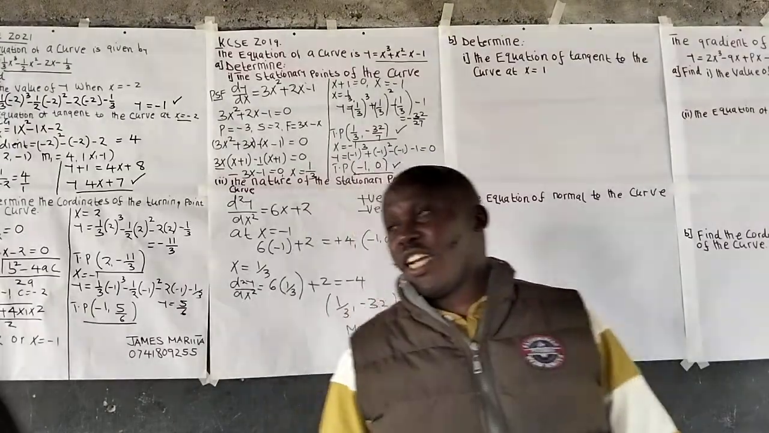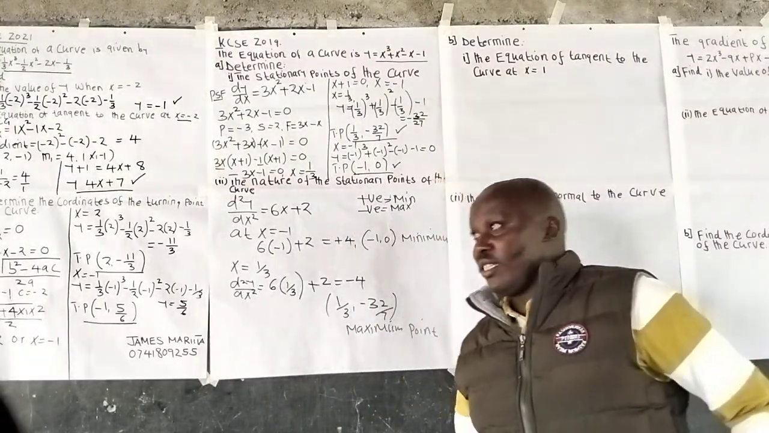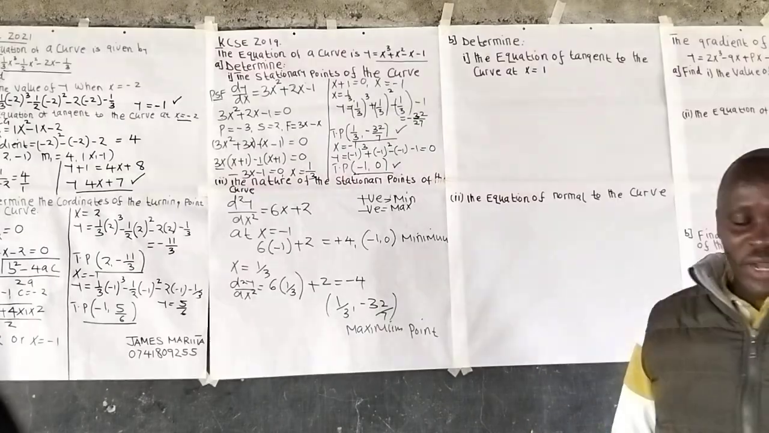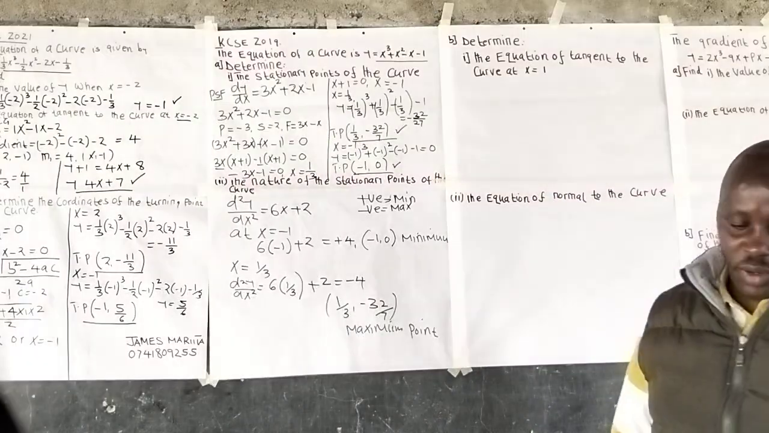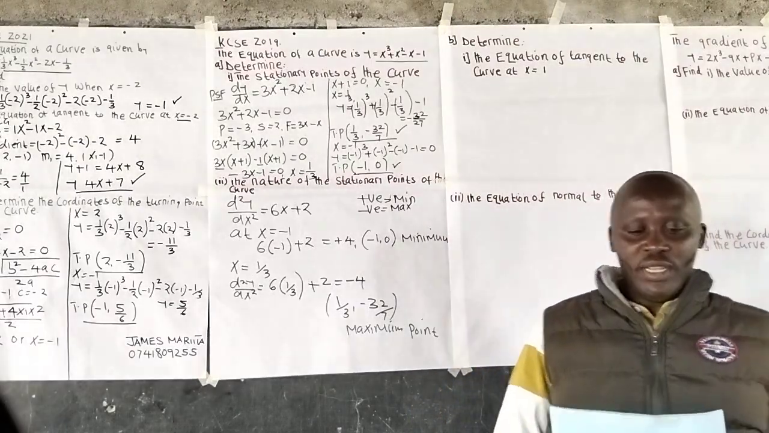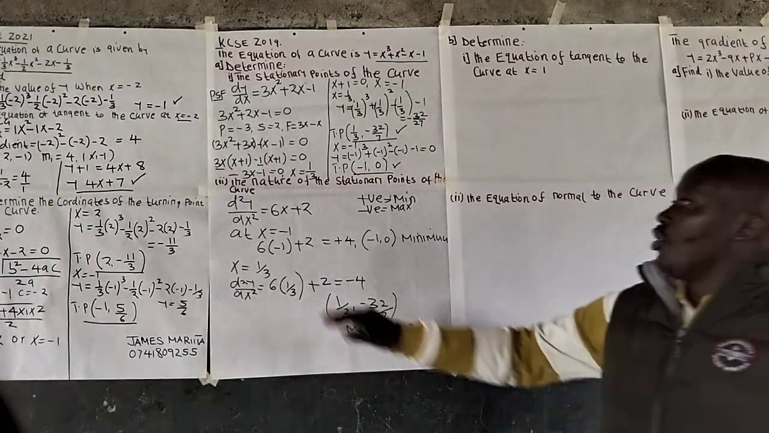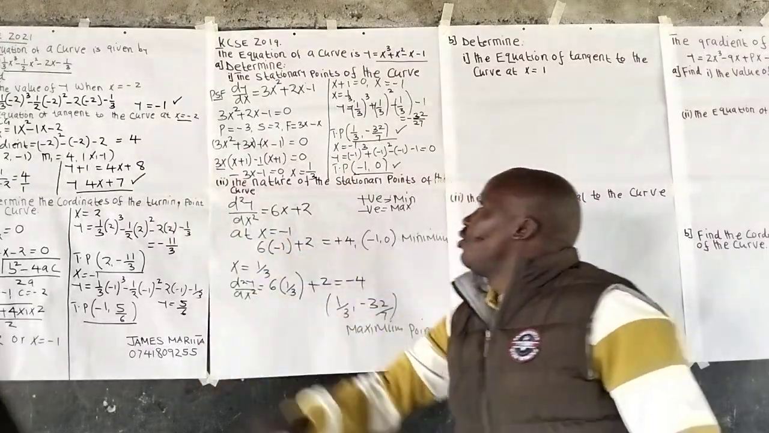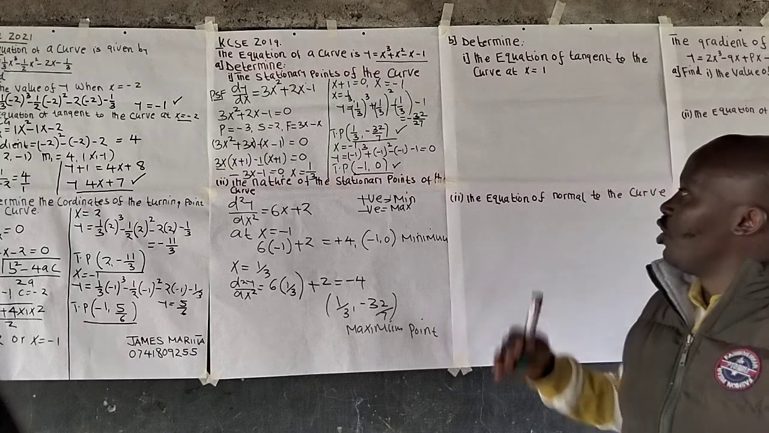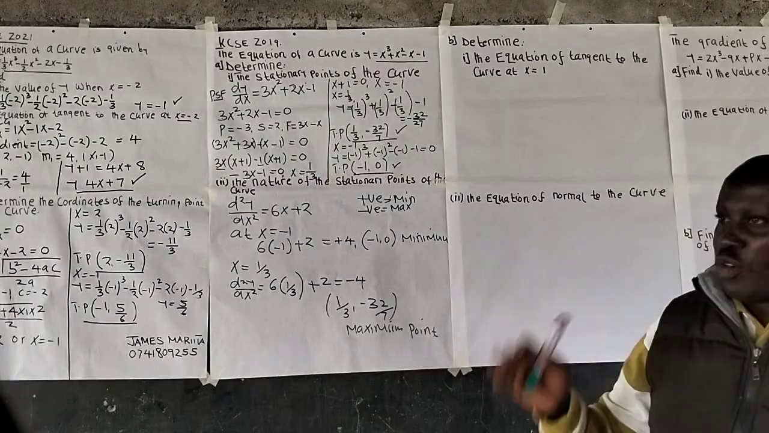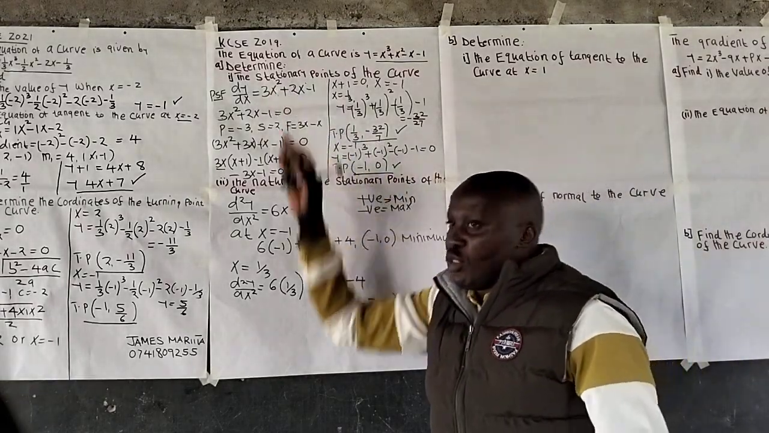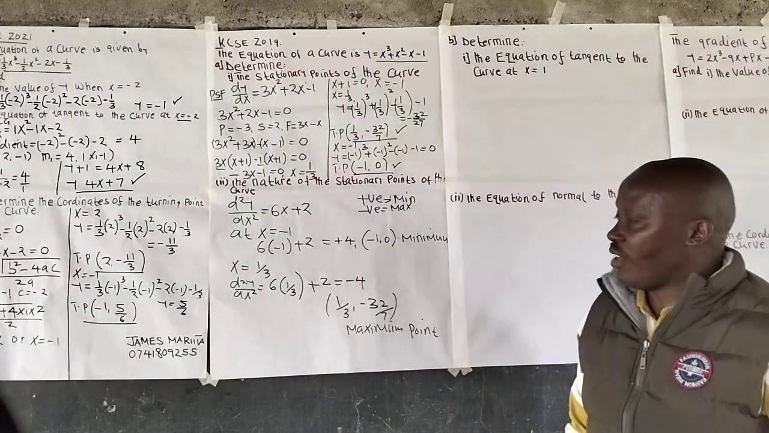We are looking at KCSE past questions, and that is differentiation. Today we are looking at a question that was set in KCSE 2019, Paper 1. It was a question of 2 parts. Part A was Roman 1 and 2, whereby we are supposed to find the stationary point of the curve.